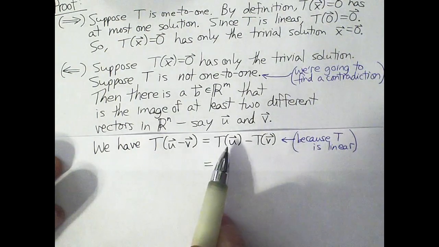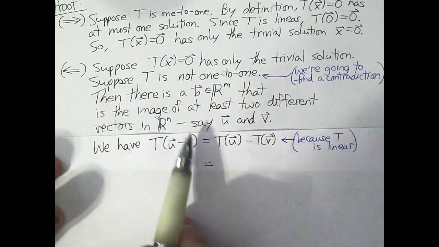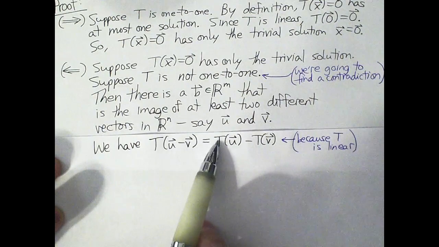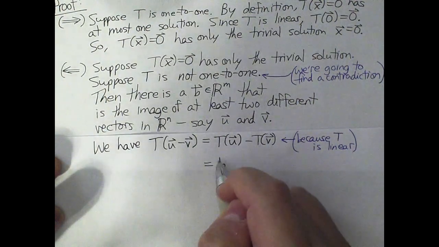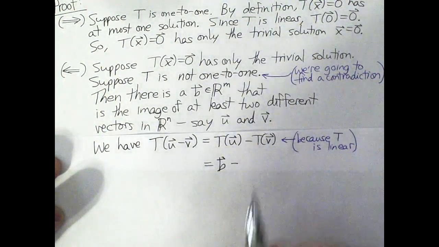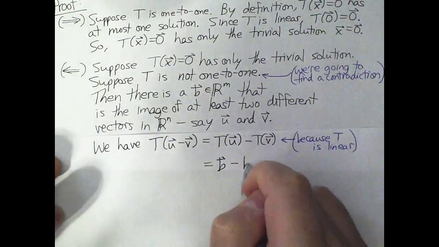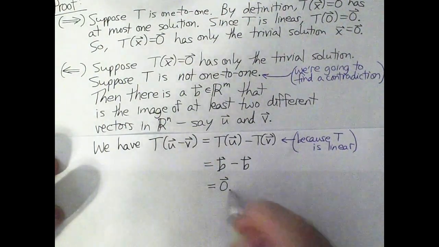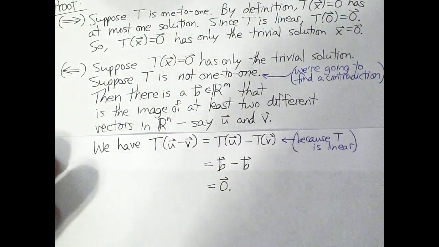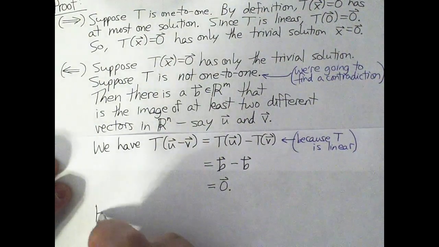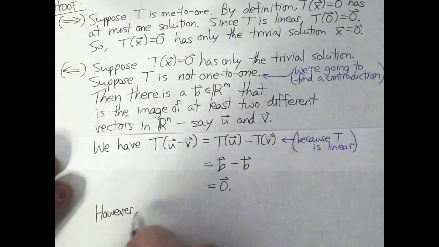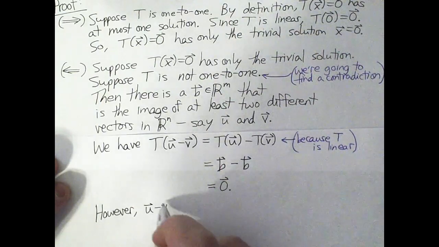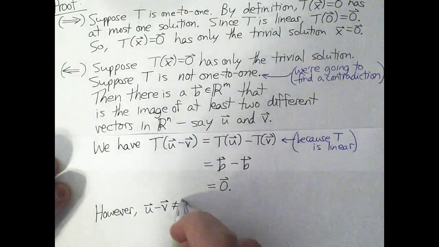What is T of u? Well, look at the previous sentence. We said that T of u is b. What is T of v? T of v is also b by the previous sentence. A vector minus itself gets us the zero vector. Period. However, u minus v does not equal the 0 vector.